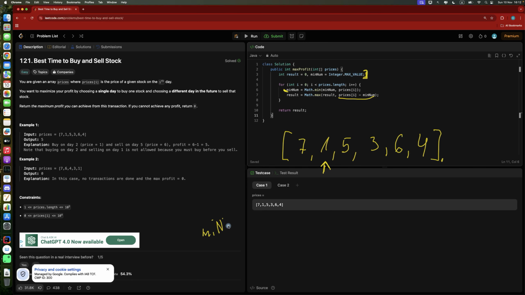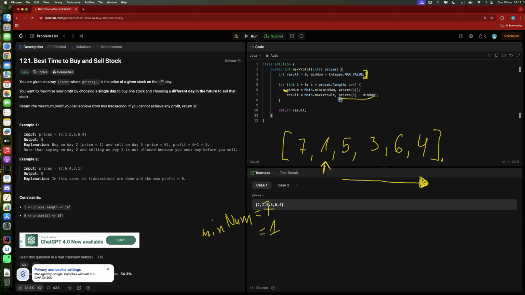Sorry, I wanted to write it right in camel case. Min num will be 7 at first, then it will become 1 at the second iteration, and it will never be a lesser element in this array from here to the end. This applies for every input you can imagine. When you find the lesser number, it will hold to the end of the array.